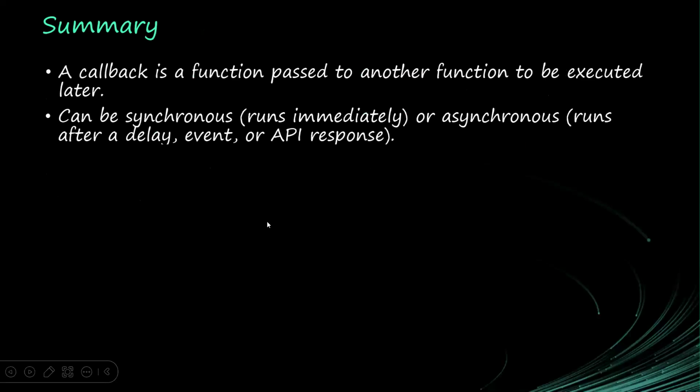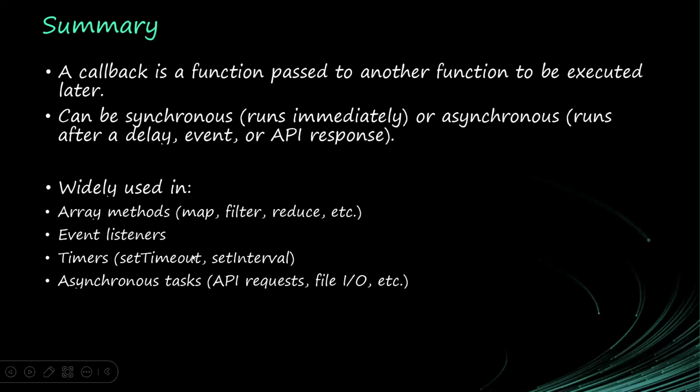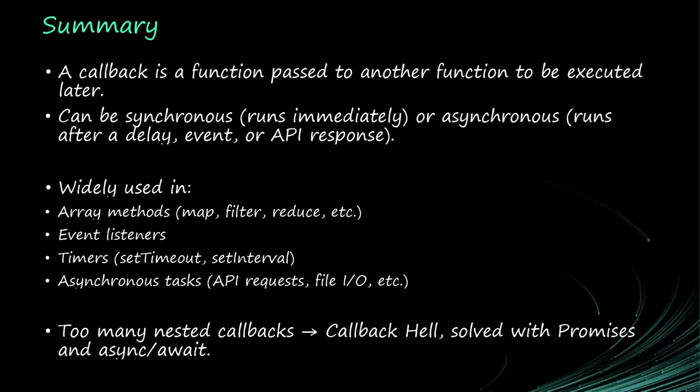So in summary, a callback function is a function passed to another function to be executed later. They can be synchronous, running immediately, or asynchronous, running after a delay or an event. They are widely used in array methods, event listeners, timers, API calls, and file and I/O calls too. Too many nested callbacks will result in callback hell. So we use promises and async and await to solve them. So that will be the next thing we will discuss, okay?